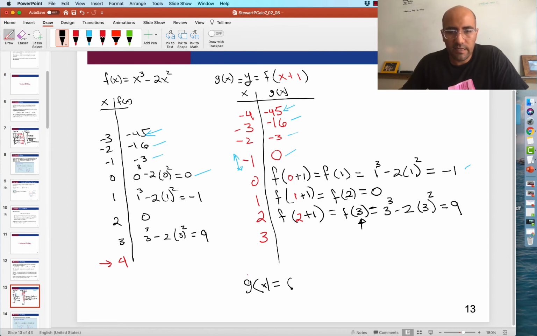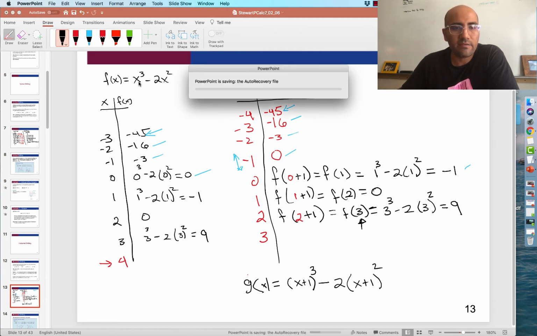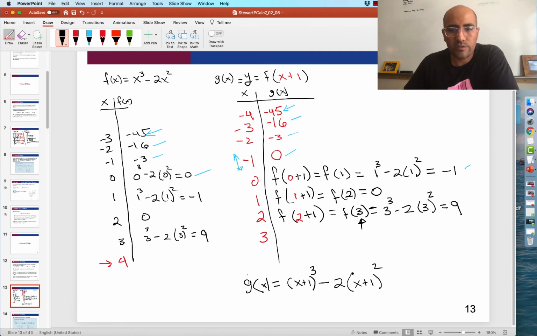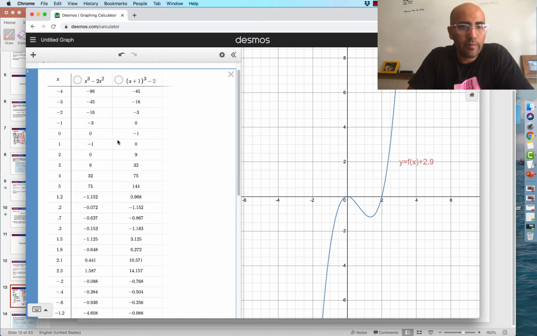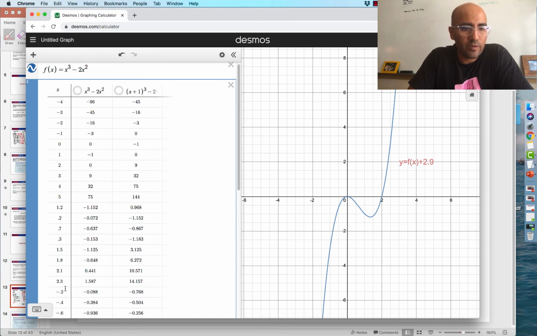So it's the same thing as saying it's x plus 1 to the power of 3 minus 2 times x plus 1 to the power of 2. Good. So this is f of x plus 1. We're plugging in x plus 1 into each one of these x values and getting this as a result. That's what I typed into Desmos. And let's explore what happens on a point-by-point basis. So let's get rid of so many points here.